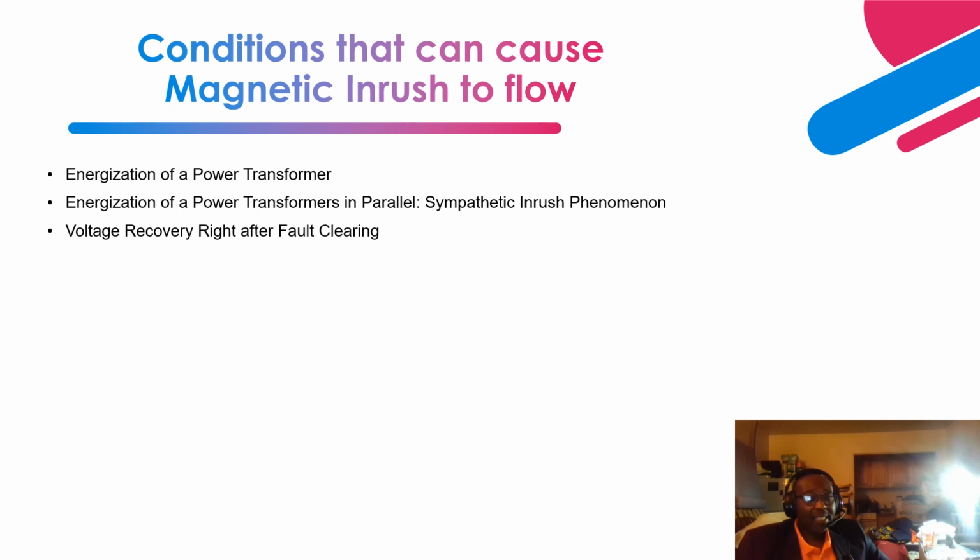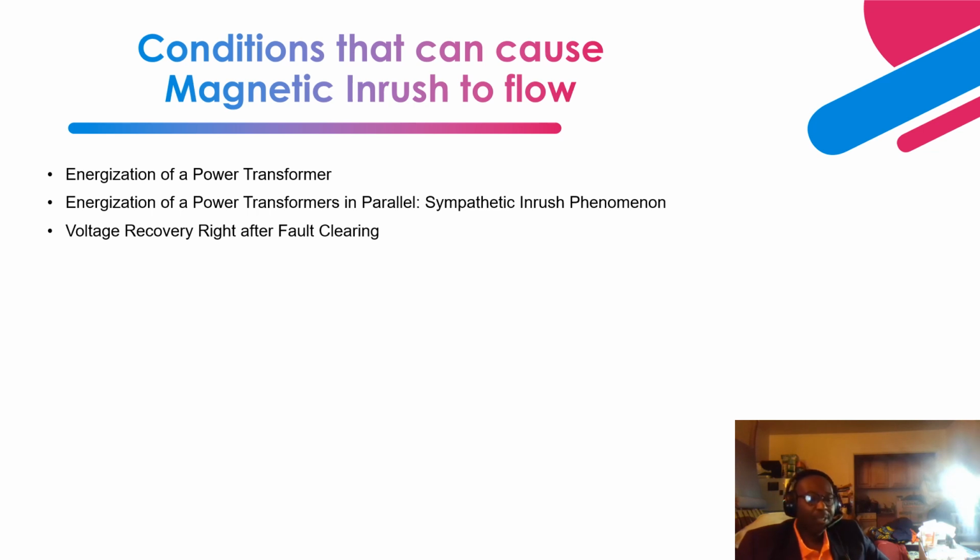Next is energization of a power transformer that is connected in parallel. That is, if you have two transformers connected in parallel, and one is already energized and operating, and then you apply energization to the second transformer. When you do that, the transformer that is already in service will experience a phenomenon called sympathetic inrush. And that itself can cause the power transformer to trip if you don't have the right settings in place.